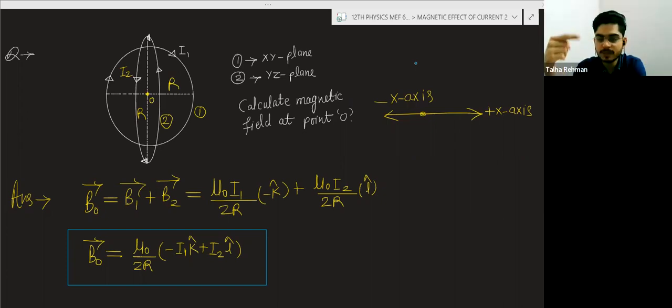So this time, your one coil is in the XY plane. Here are two coils which are in different planes. In the previous question, both the coils were in the XY plane.